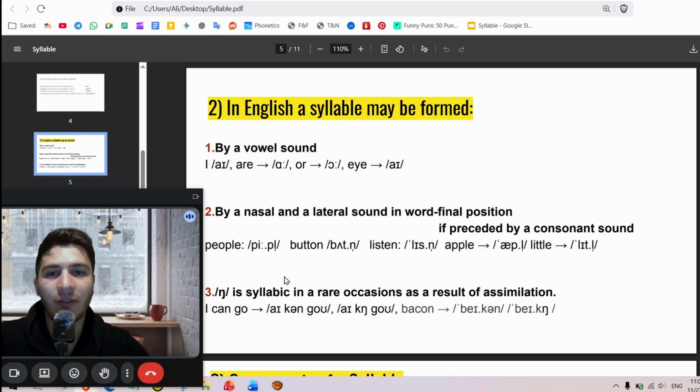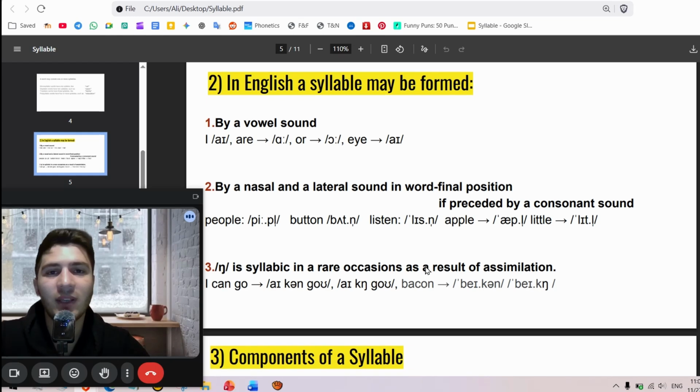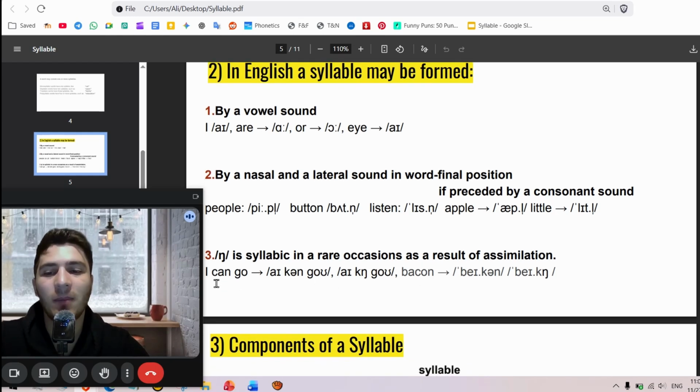And the third rule is about the sound ng. Ng is syllabic on rare occasions as a result of assimilation process, and we can see the examples down below. For example, I can go or bacon.